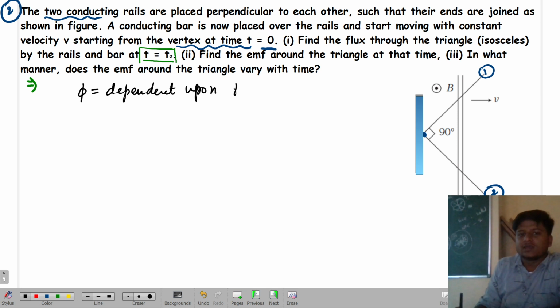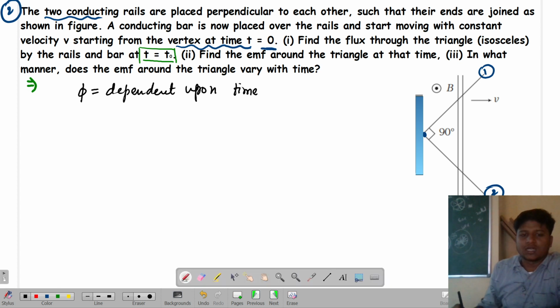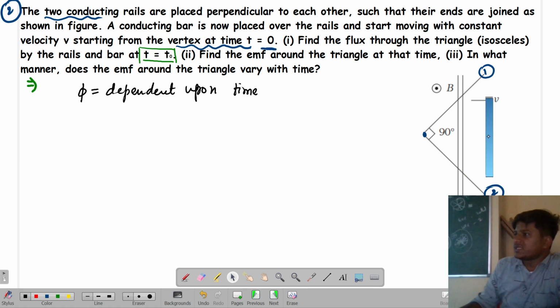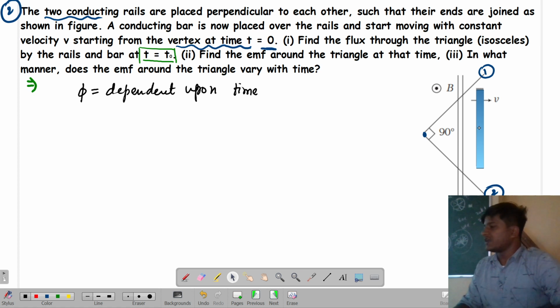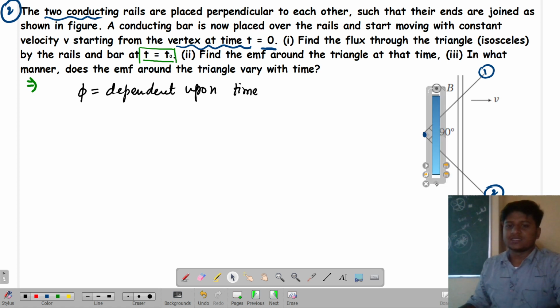Dependent upon time. Why? Because look over here. Initially, let us consider it to be t is equal to 0. Let us start. So this is my t is equal to 0. At t is equal to 1 second, area is this much. At t is equal to 2 seconds, area is this much. At t is equal to 3 seconds, area is this much. At t is equal to 4 seconds, area is different. At t is equal to 5, again area will become different. So that means what? If the area increases, what is happening? Does the flux also change or not?